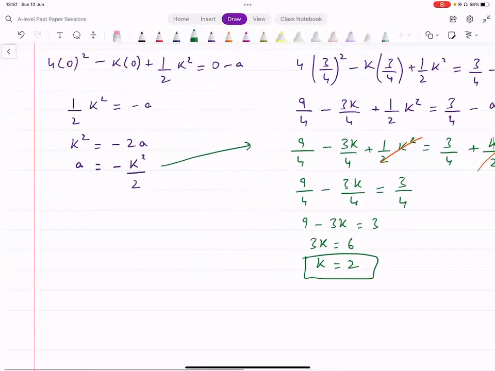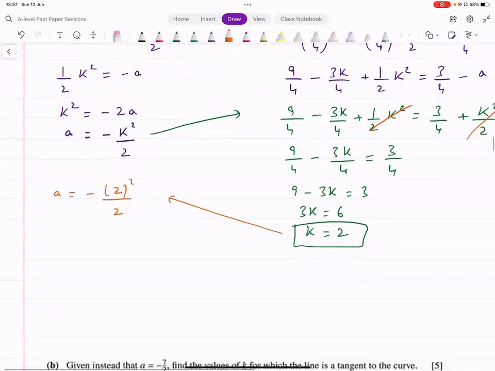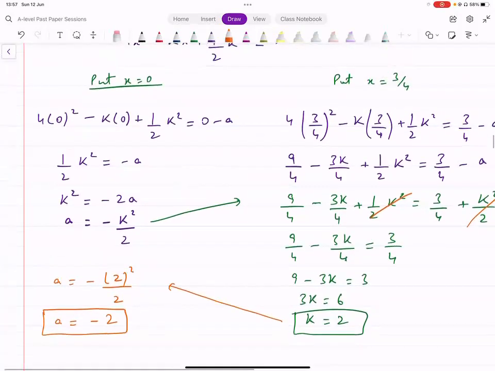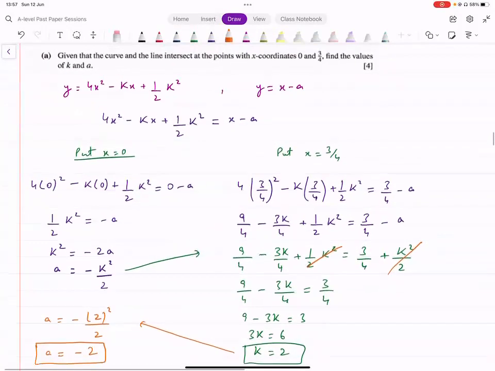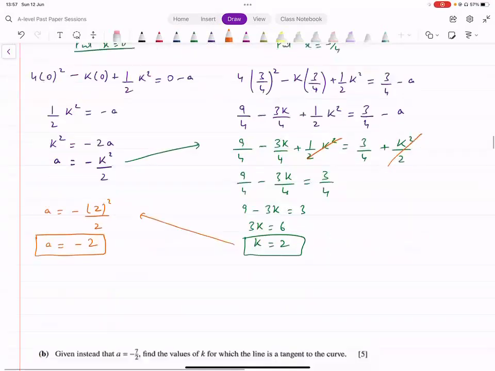Now let's input this value of k back in the first equation. What do we get from that? We have a equals minus 2 whole squared divided by 2. And that gives us a equals minus 4 over 2, which is equal to minus 2. So we've got the value of a here, that is also negative 2. Okay, so we've got the value of a and k. That's what we needed. a equals minus 2 and k equals 2 there. All right, let's move on to the next part.